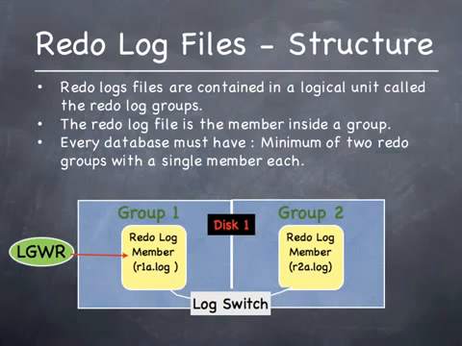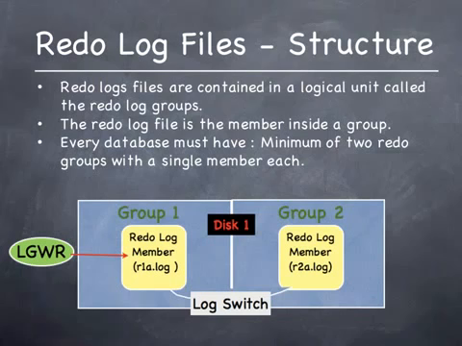Redo log files are contained in a logical structure called a redo log group. A redo log group is a container of redo log files where the file is called a redo log member. So the actual physical file that you see at the operating system level is the redo log member. Every database must have a minimum of 2 redo log groups with one single member each. You can have more members in a group as well as more groups than 2.